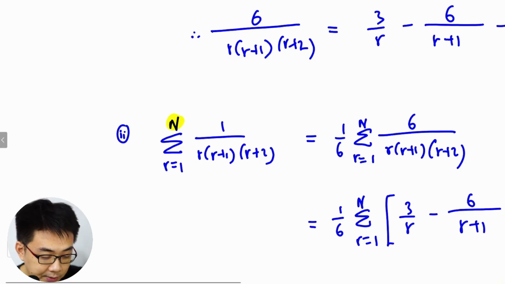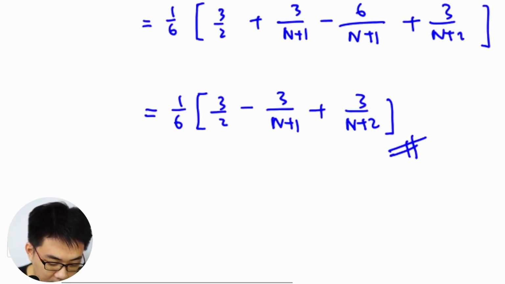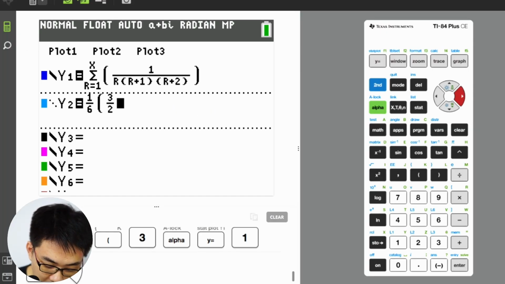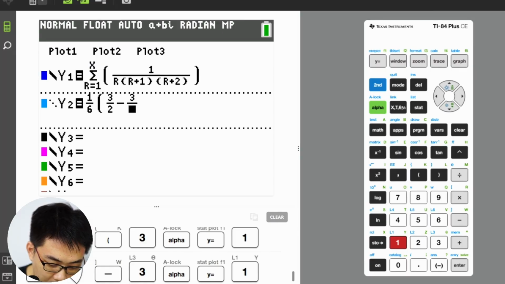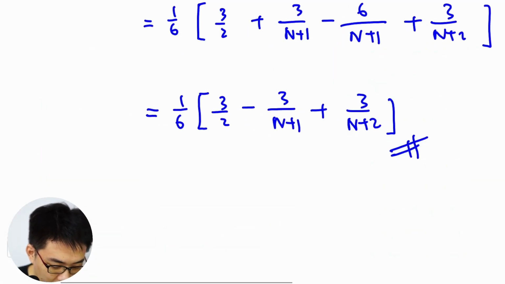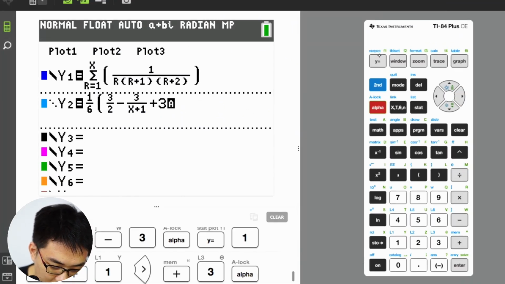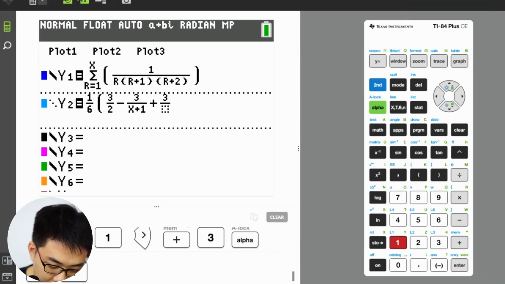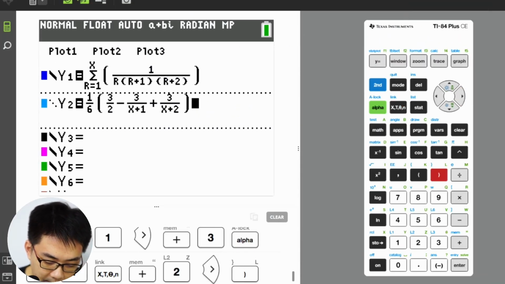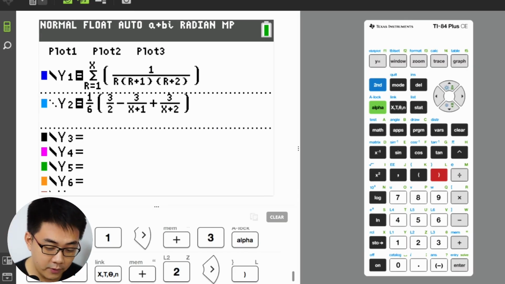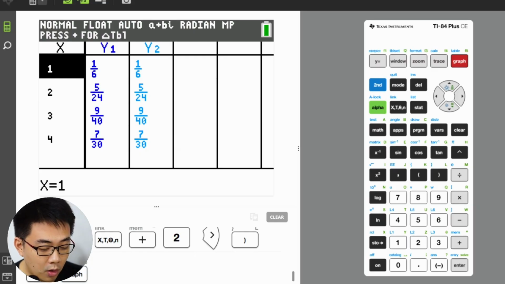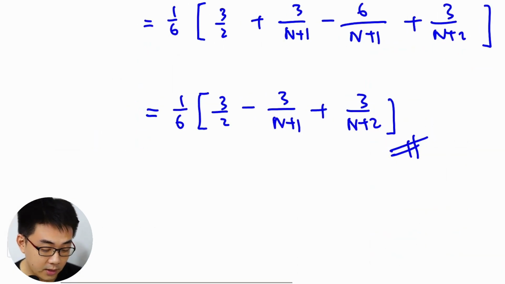This r is capital. So n, this will be 3 over 2 minus 3 over x plus 1, then plus 3 over x plus 2, in brackets. Key these two in. One is the answer, one is the question. Obviously you just go to the table. Your whole objective here is to make sure all your stars are aligned. So you see the one on the left and the right are the same, means your answer is correct. I don't even need to check the answer scheme. I know that this is definitely correct.